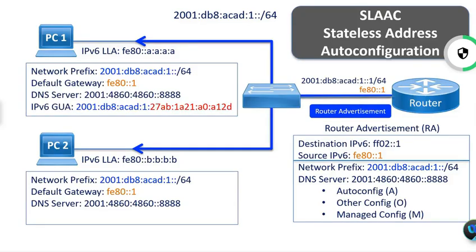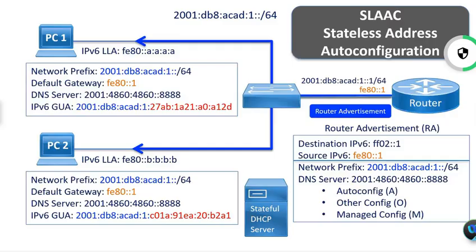PC1 uses the network prefix information from the RA message and randomly creates its own interface ID, the host portion of the address. The interface ID is indicated in red. PC2 does the same. Notice that all the address information obtained by PC1 and PC2 is stateless. There is no server keeping track of which device has received which address. In this case, it means that a stateful DHCP server is not required.